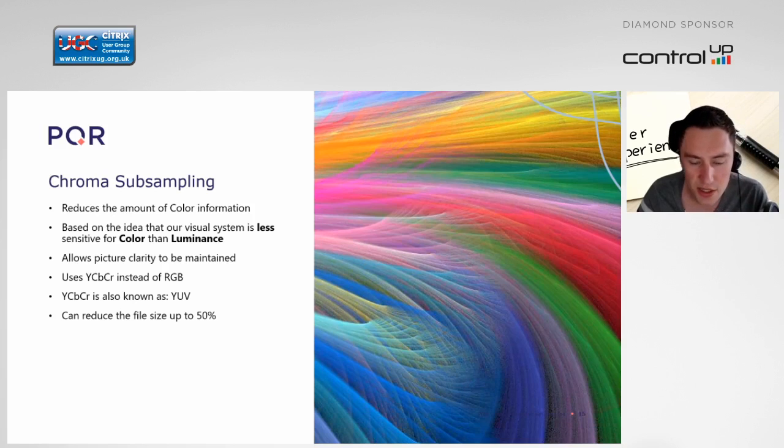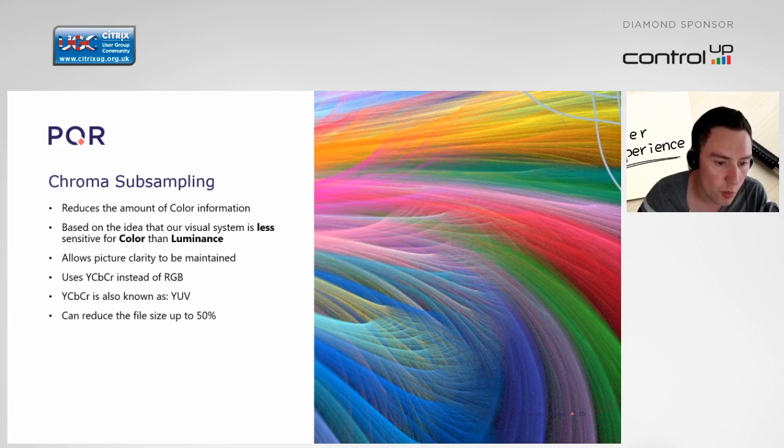It's based on the idea that our eyes are more sensitive to luminance, or brightness, than to color. So small differences in color will not be noticed by our eyes, but if you have a difference in brightness, that's something we can definitely see. So with Chroma Subsampling, we can reduce the color information, and it can reduce the file size by up to 50%, which is a great thing if you want to compress your image.